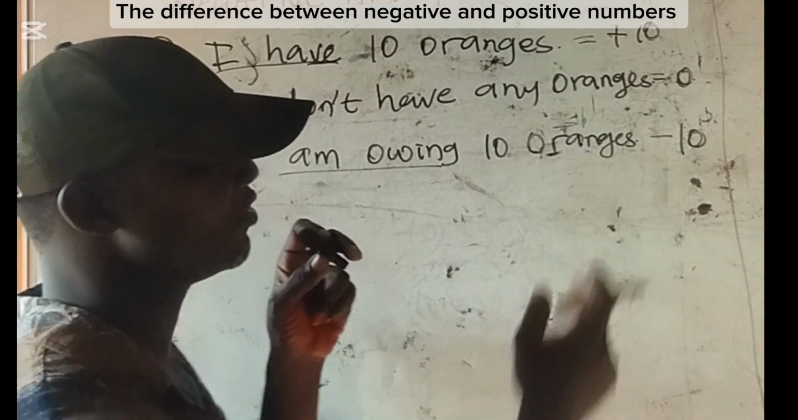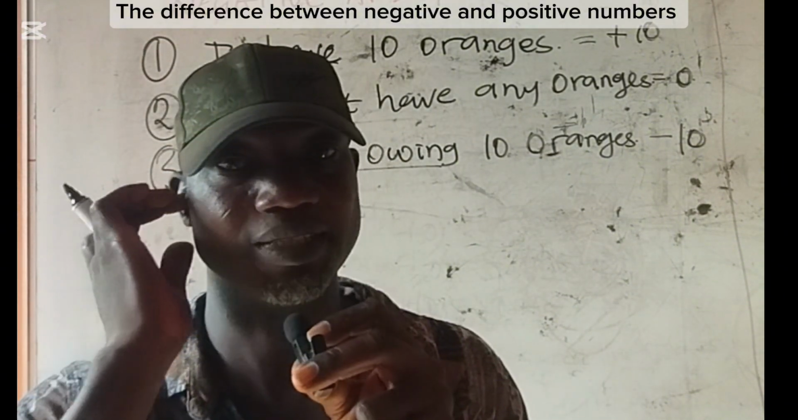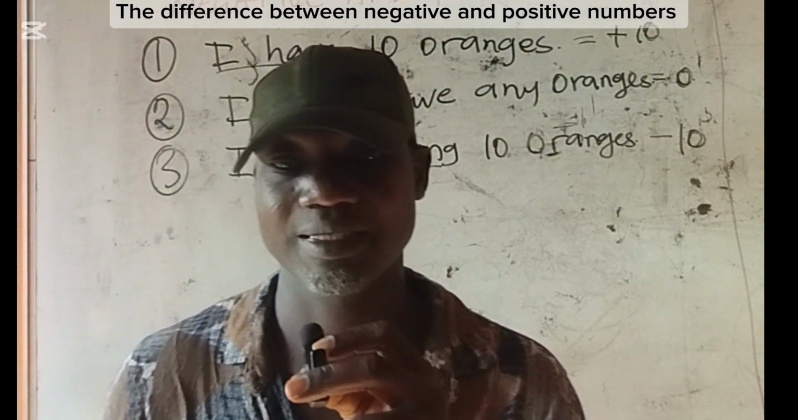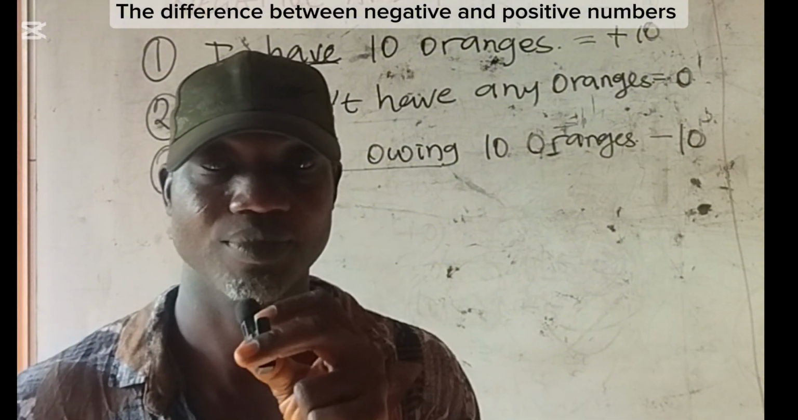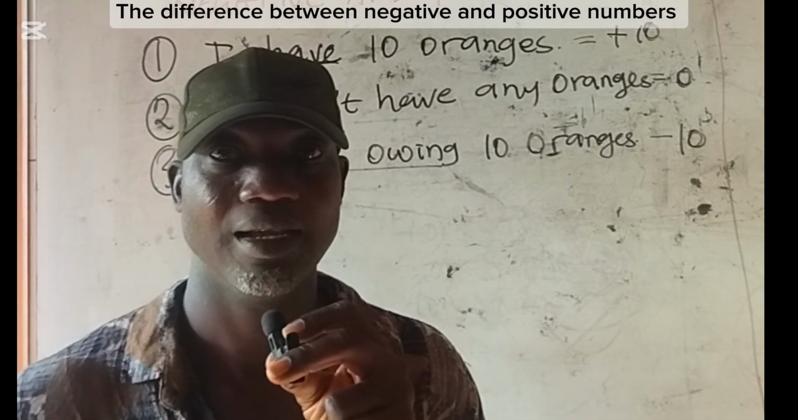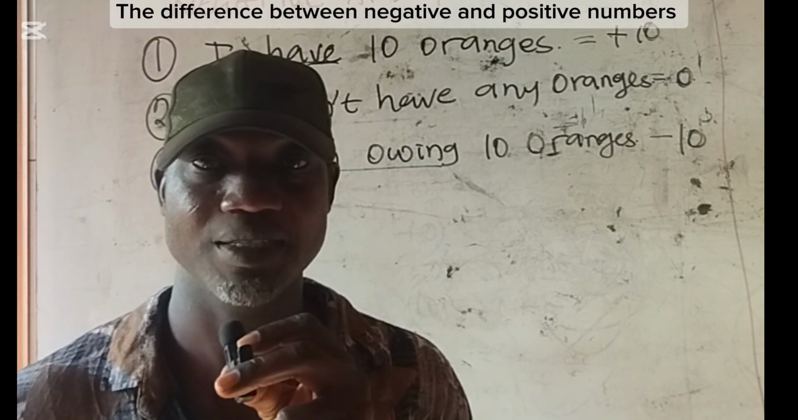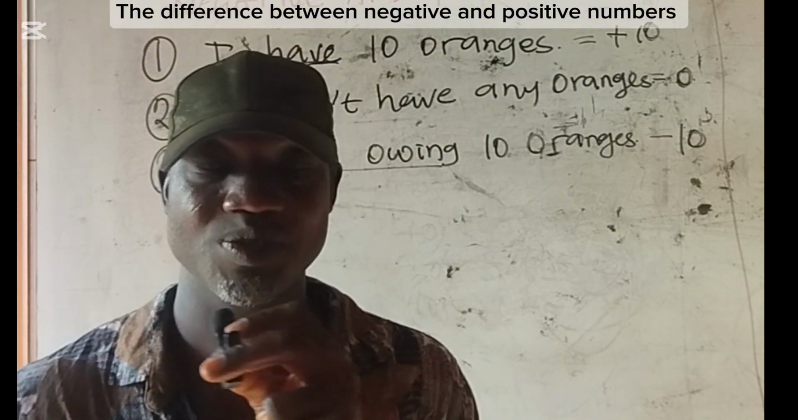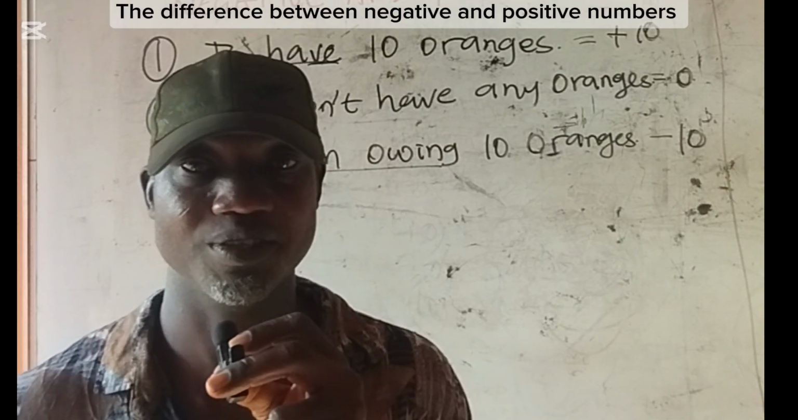Whenever you see a negative number, it is attached to indebtedness. This is very important. Let's take, for instance, you meet a rice merchant, somebody that sells rice in bags, and you ask him, how many bags of rice do you have in your shop? If he's mathematically inclined, he can tell you, I have minus 50 bags of rice. What that simply means is that he has no rice in his shop. As a matter of fact, he is owing 50 bags of rice.